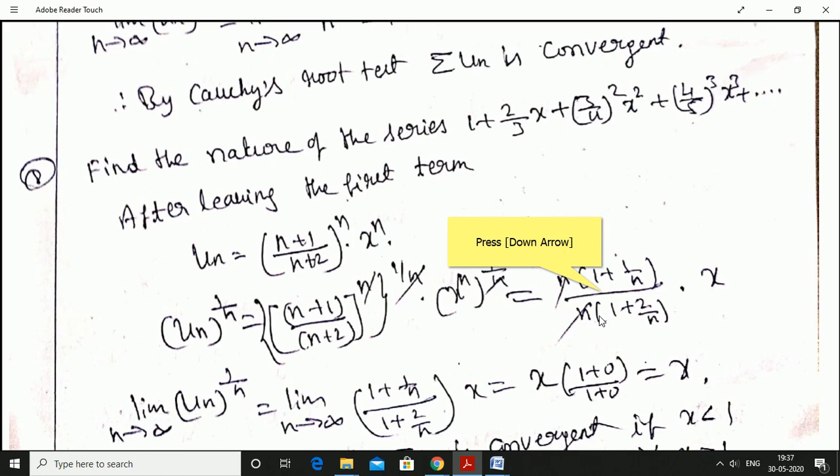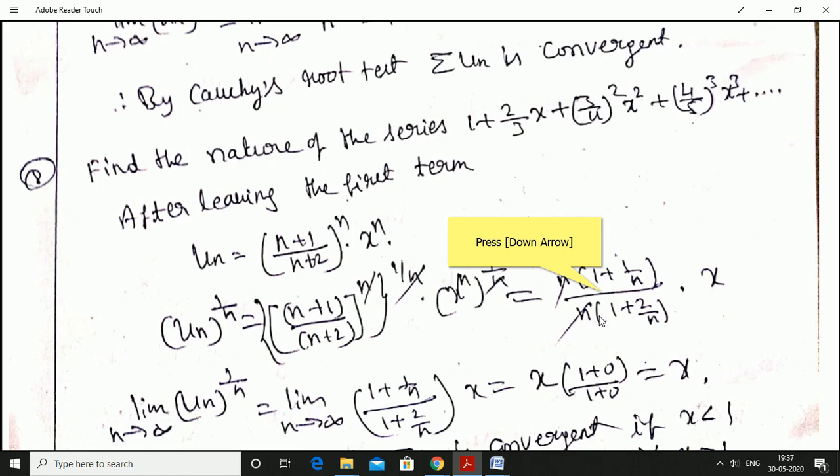After leaving the first term, un is equal to (n plus 1 divided by n plus 2) whole power n into x to the power of n. Look at this: x power 1, x square, x cube means x power n. The numerator starts with 2, 3, 4, meaning n plus 1. The denominator starts with 3, 4, 5, meaning n plus 2. The power is 2 by 3 power 1, 3 by 4 power 2, 4 by 5 power 3, so 1, 2, 3 means n.